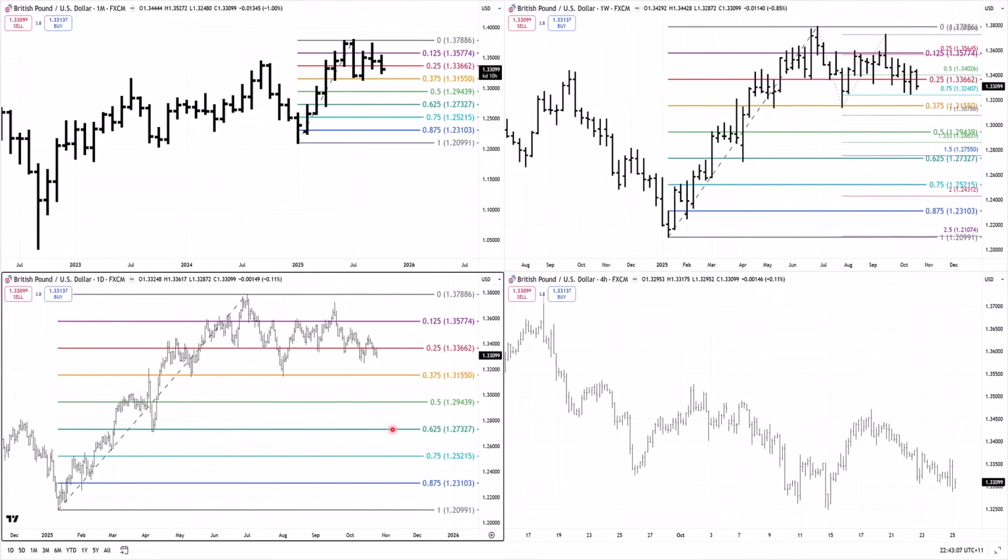So in that case, we may just see a 2-section pullback. So there's your first run down, pullback, and then a second section running down there. And maybe we don't get to 62, maybe we only get to 50% there. But the prices are lining up around that 62.5% milestone. So that's definitely one that I'll be watching on the pound.